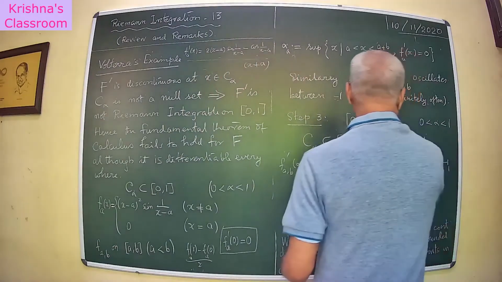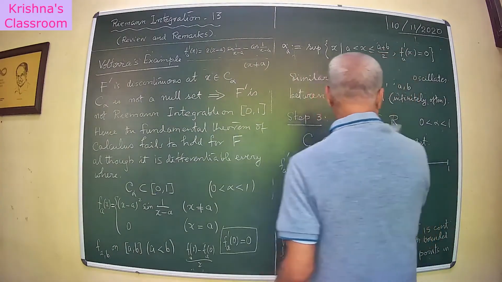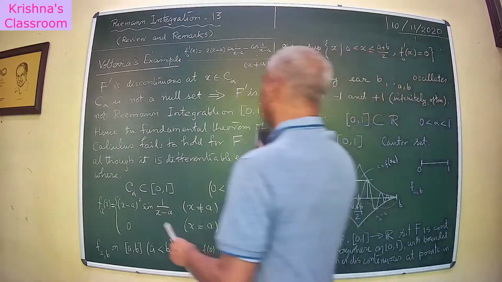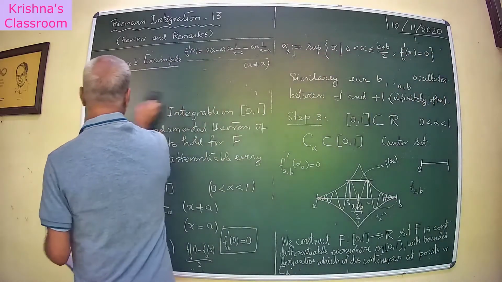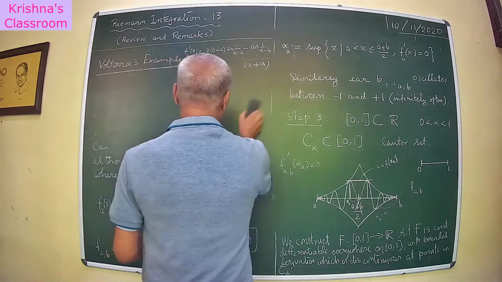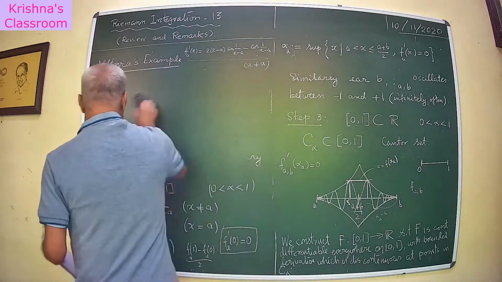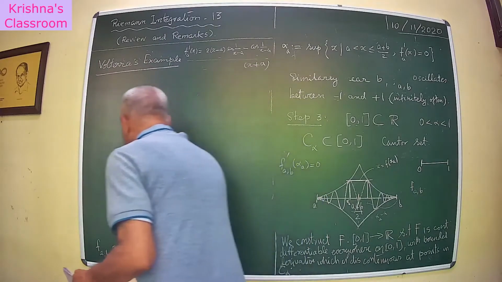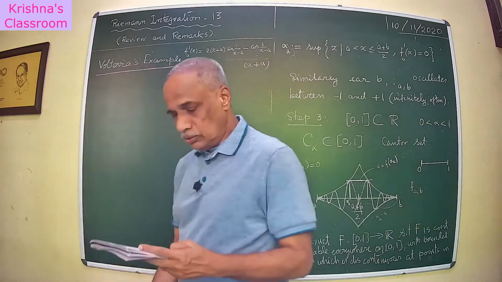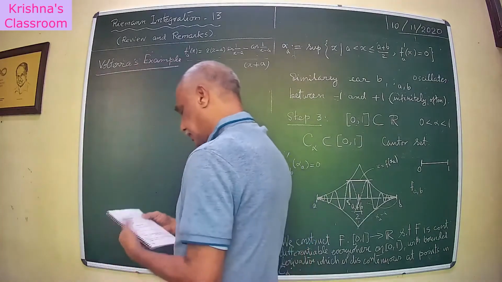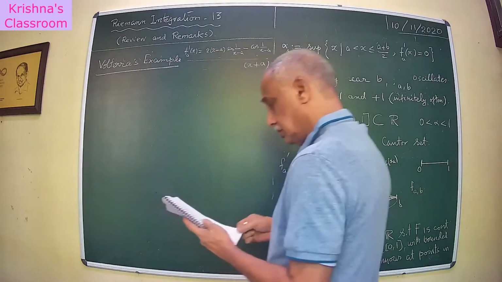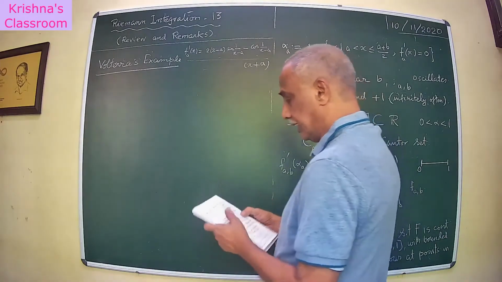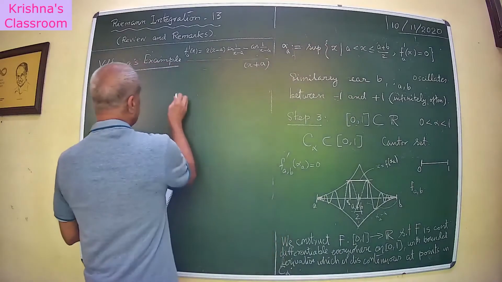So, step 3. I don't want to remove this picture because this picture is very handy. Now we have to have an idea of how this C alpha looks, how this C alpha has been constructed. This is something which we should first look at. The C alpha that you have has been constructed in the following way.